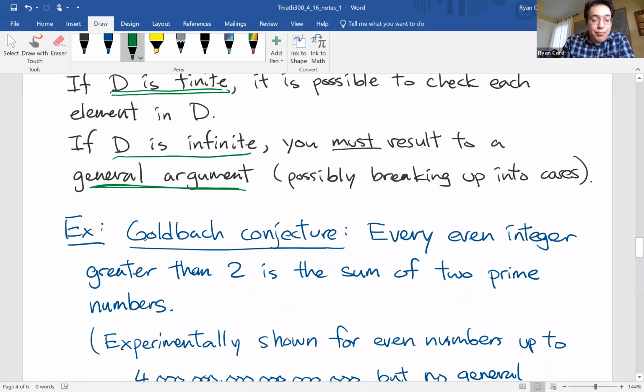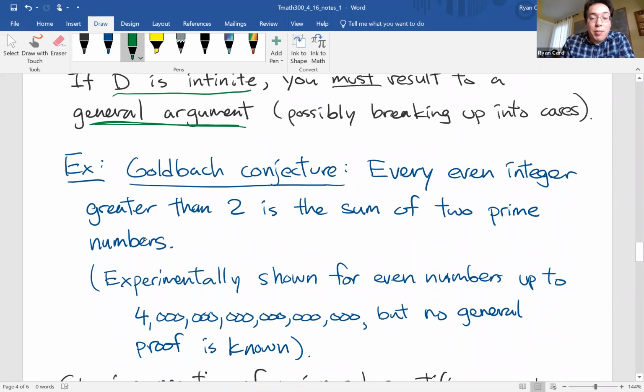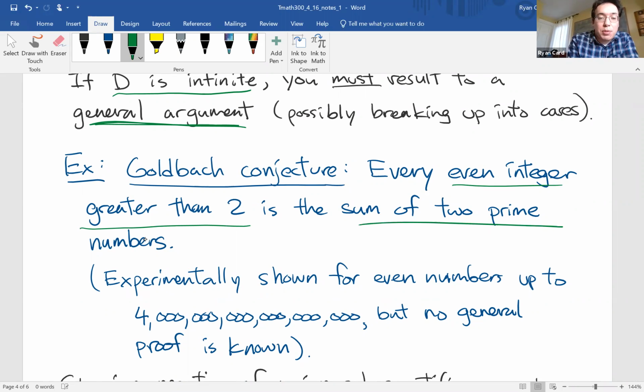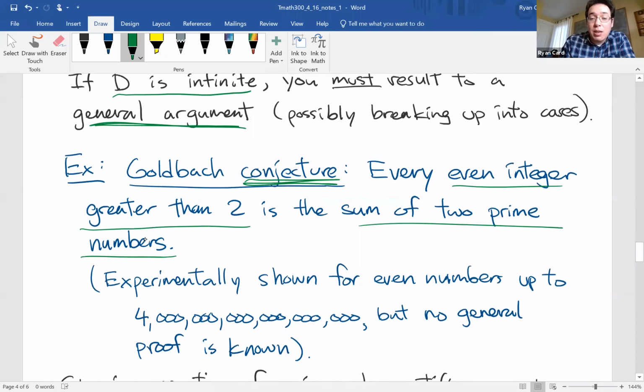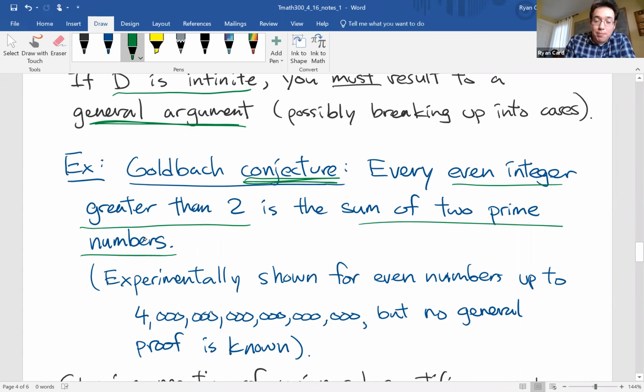So an example of what I want to tell you is Goldbach's conjecture. Every even integer greater than 2 is the sum of 2 prime numbers. So this is a universal statement, right? Every even integer greater than 2. So that's the domain, even integer greater than 2. And then show that if you have that, then you could write it as the sum of 2 prime numbers. So this is a conjecture.